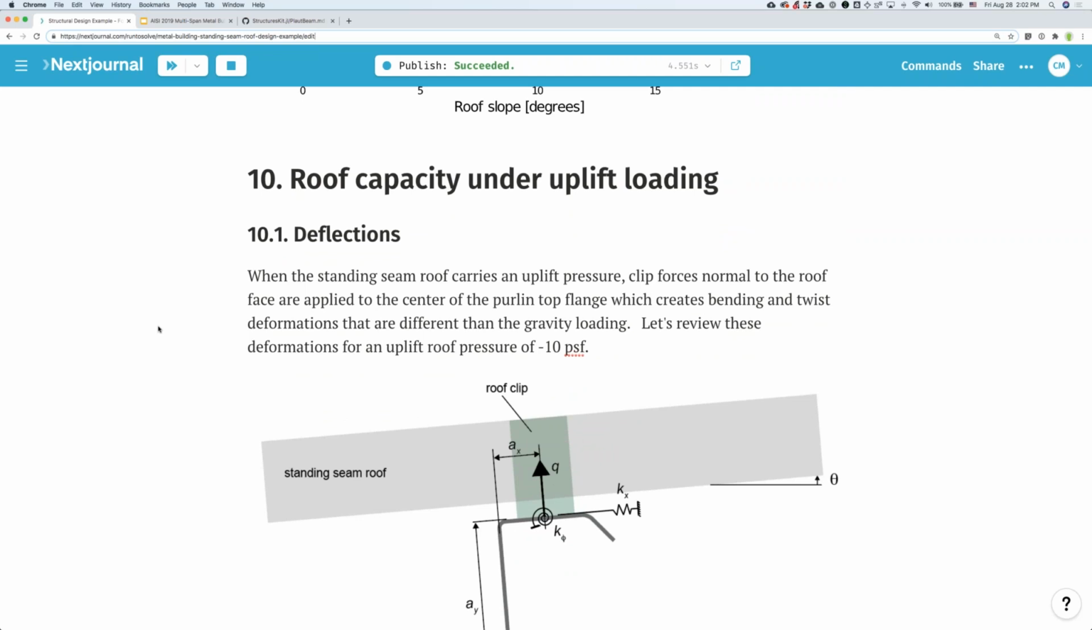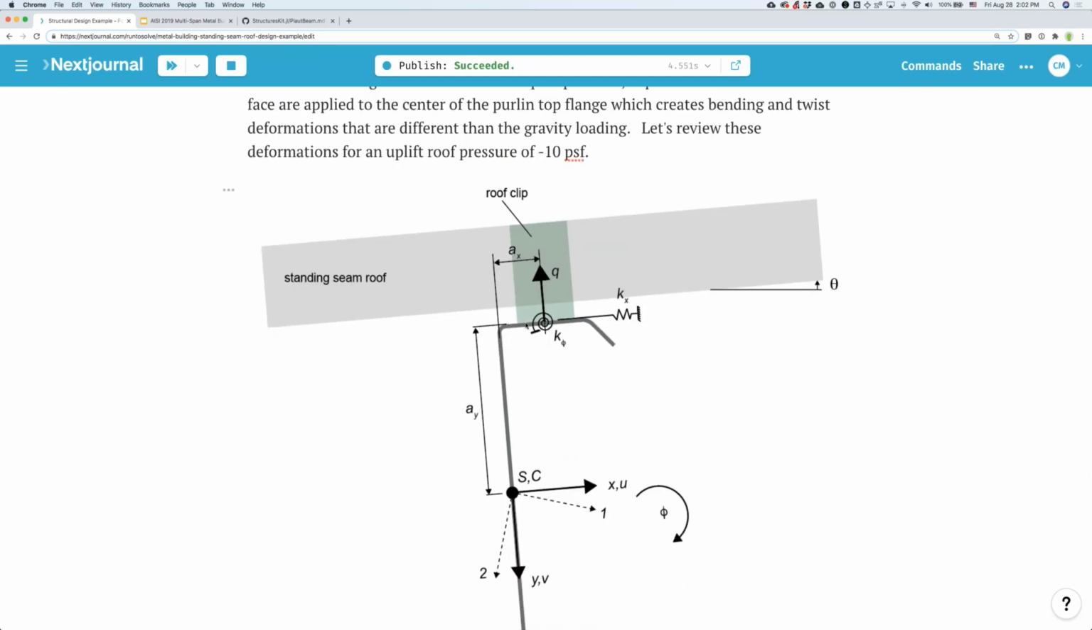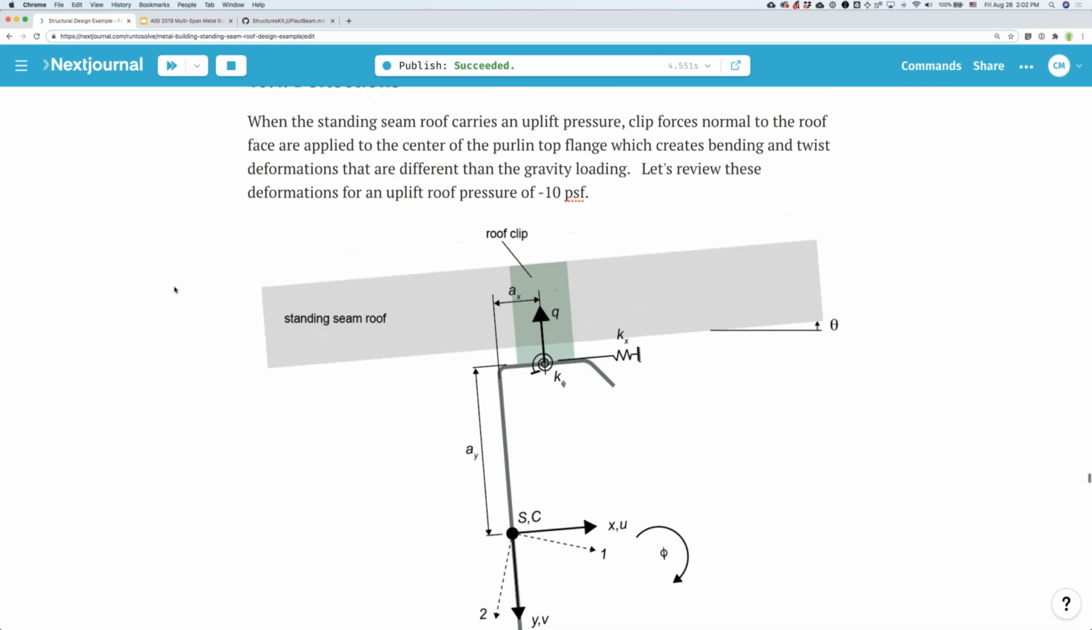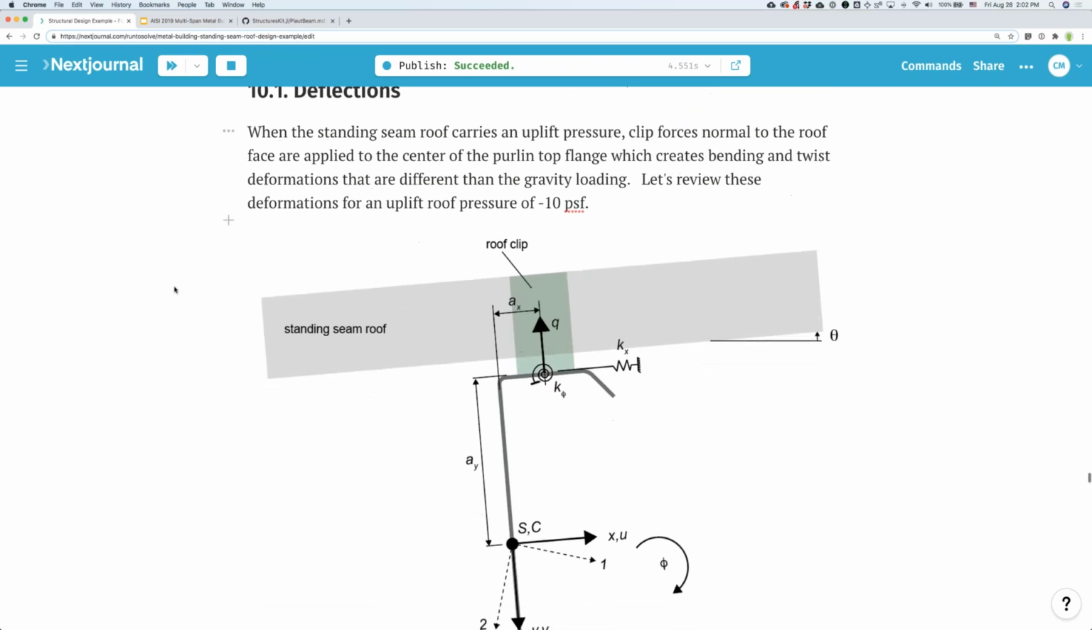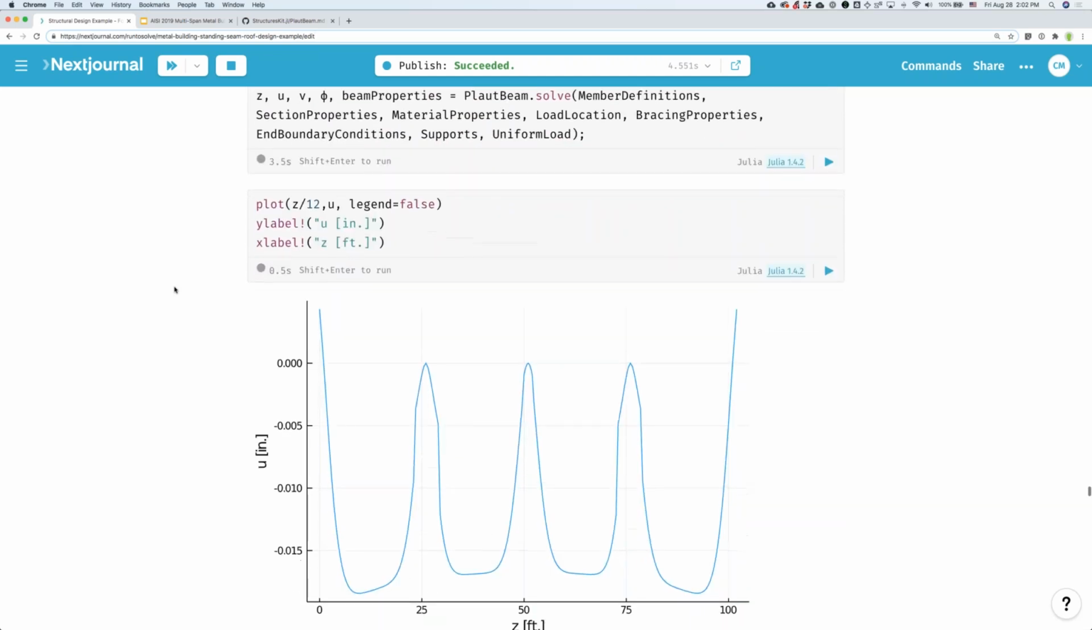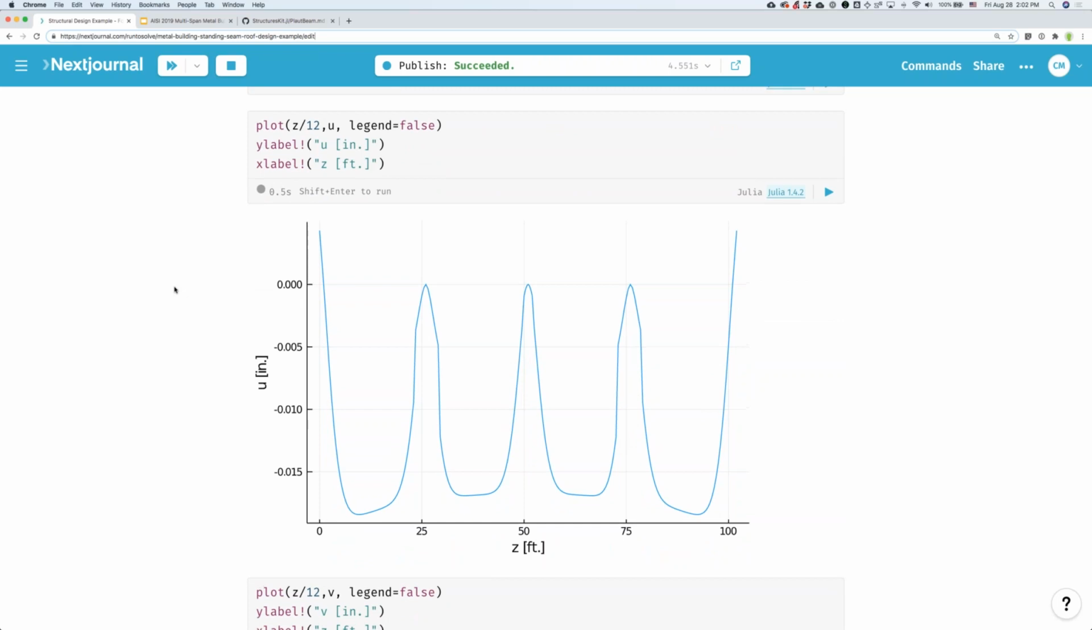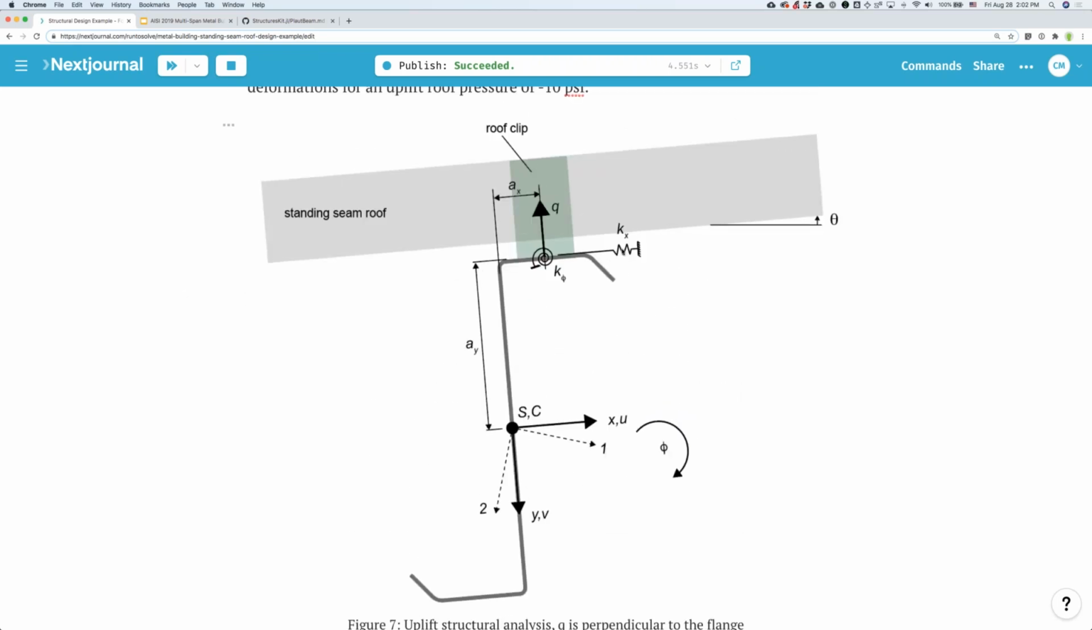Now we're going to run a simulated test for uplift loading. For uplift loading, the load is always perpendicular to the roof. You'll notice I've drawn that here, and that's how it's included in the analysis, so there are no lateral components considered. We're applying a -10 PSF, and the results are actually pretty well. One other thing I should mention is that I changed the KX. I made the KX half of what it was for the gravity case, because now we're assuming the panel is being pulled up and it's not hugging the flange anymore.